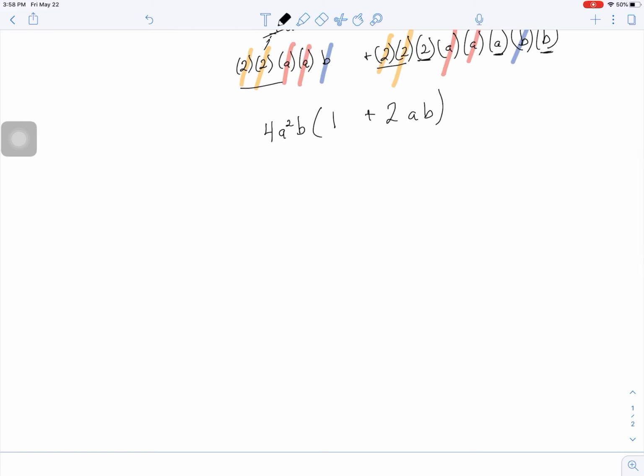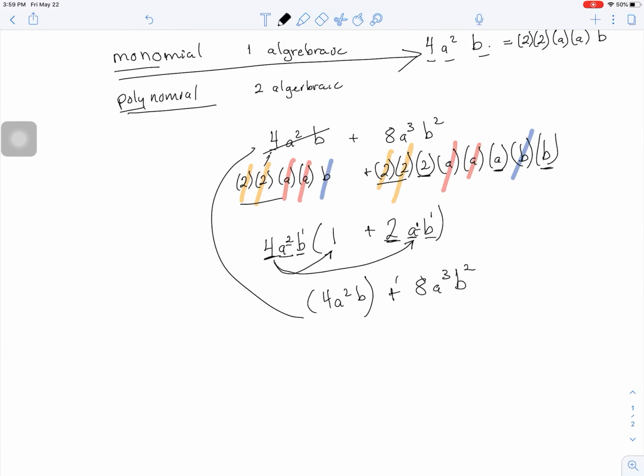Just to show you backwards how that would work, if I go 4a squared b times 1, we get 4a squared b. If I go 4a squared b times the 2, then you'd have 4 times the 2, which would be 8. a to the power of 2 plus a to the power of 1, we add our exponents, and we get a to the power of 3. And here we have b to the power of 1, and b to the power of 1, we get b to the power of 2. And we're back to that same question that we had earlier.